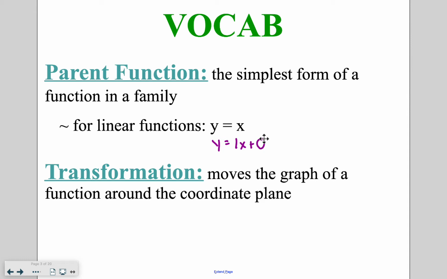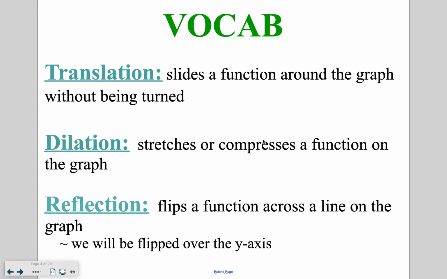Our transformations are how we move it around the graph. So it's every slope that's not 1 with every intercept that's not 0. There are 3 different types of transformations that we have. The first one is a translation. That's where the line is just being slid around the graph. The angle of the line stays the same. The dilations are moving it around the graph and also changing the angle. The reflections is where we are flipping the line over on itself. For our purposes, we're going to be flipping the line across the y-axis.